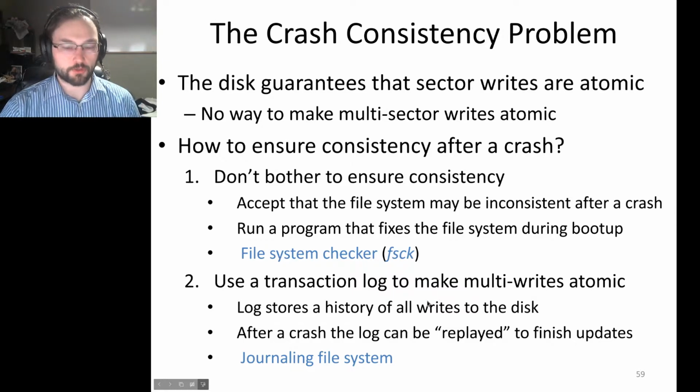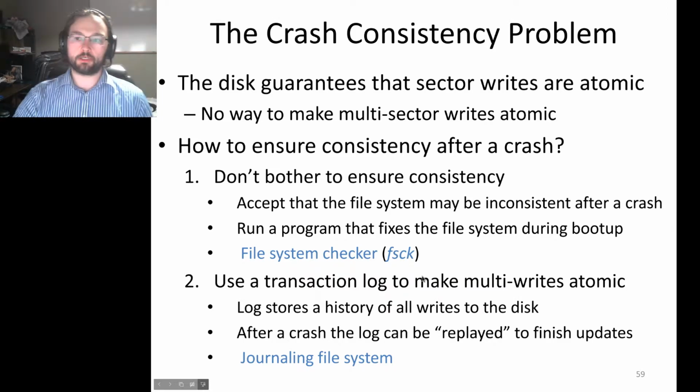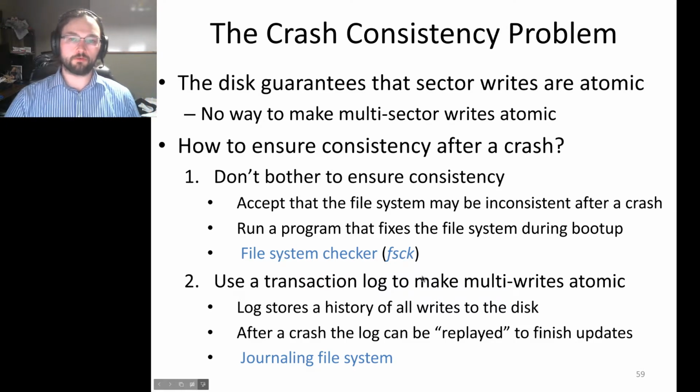There are a bunch of data structures that could be used to do that, but the one that got used, at least for file systems like ext4 or NTFS, is to use a transaction log. This is the same strategy that databases use to ensure that we have atomic transaction writes. It's also called a write-ahead log.